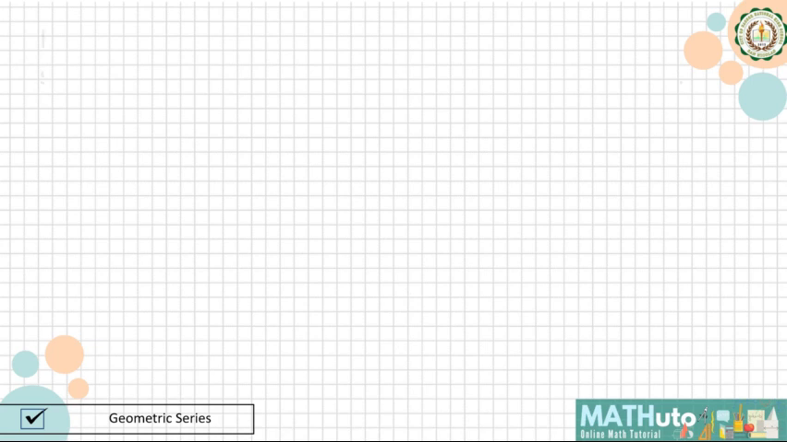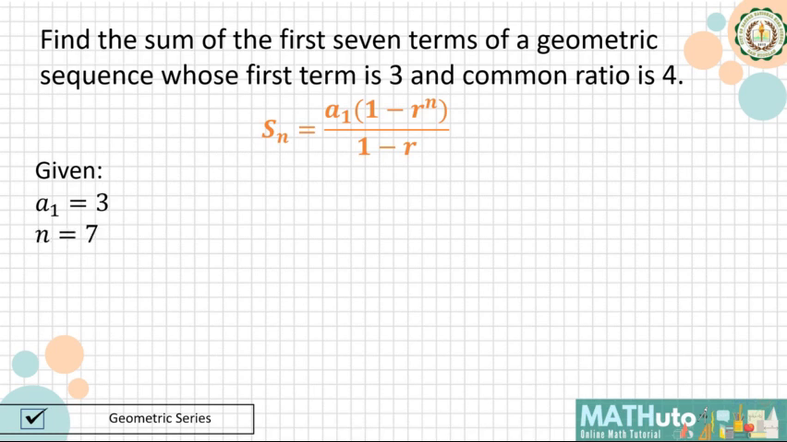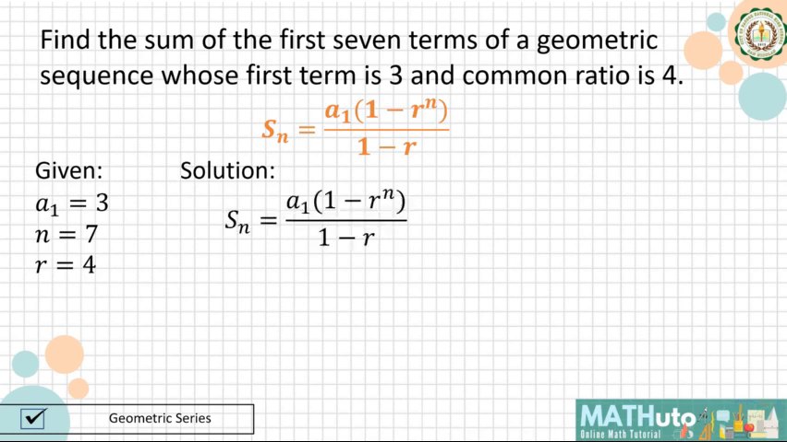Our first example. Find the sum of the first 7 terms of a geometric sequence whose first term is 3 and common ratio is 4. Using our formula, we have to get all the given values. Our a sub 1 is equal to 3, our n is equal to 7, and our r is equal to 4. Let us substitute this to our formula.